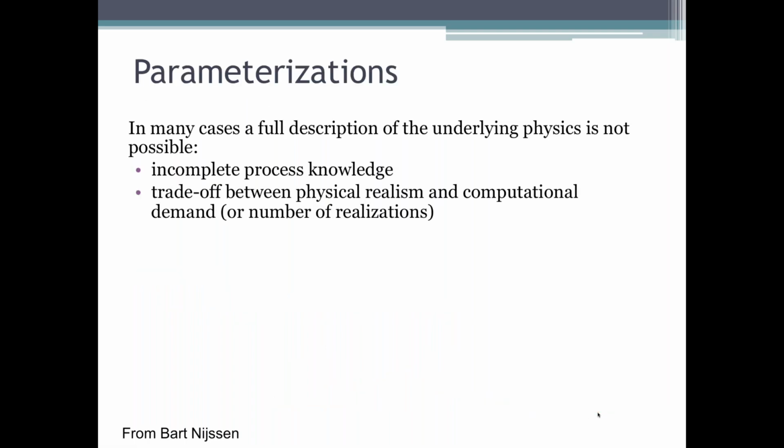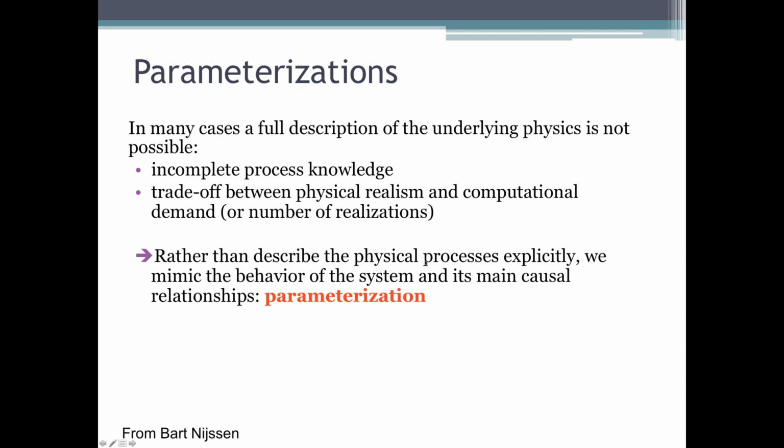Parameterizations are basically ways we use parameters to try to get in between physics we understand and physics we don't understand. In many cases, we just have incomplete process knowledge of the underlying physics. And in other cases, we might know what we should do, but there's a big trade-off between physical realism and computational demand, or number of realizations. So rather than describe all the physical processes explicitly, we try to mimic the behavior of the system and its main causal relationships with the parameterization.